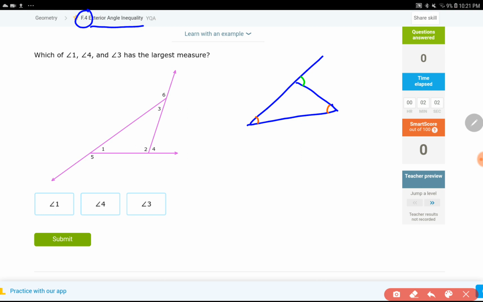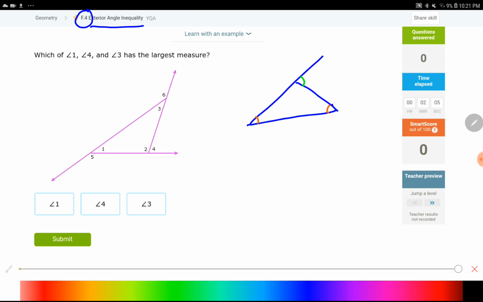In this case, let me be more specific and say this is 38 degrees. This right here is 40 degrees. They could have been equal, but that's not the case. When you add these together, the answer is going to be 78 for the green angle. So obviously the green angle is greater than the other two. That's the largest angle measure-wise. When you have two interior angles and one remote exterior angle, the one on the outside is going to be the greatest one.